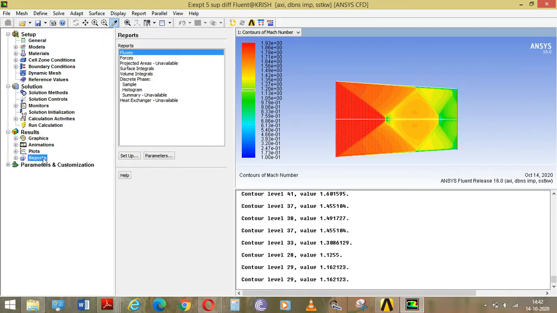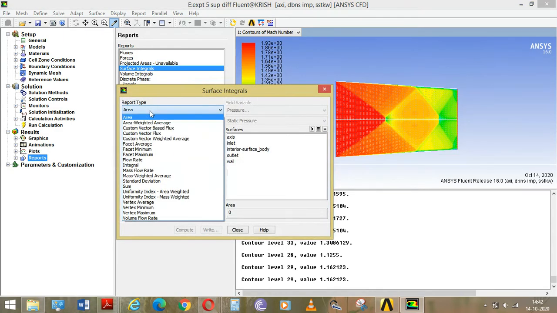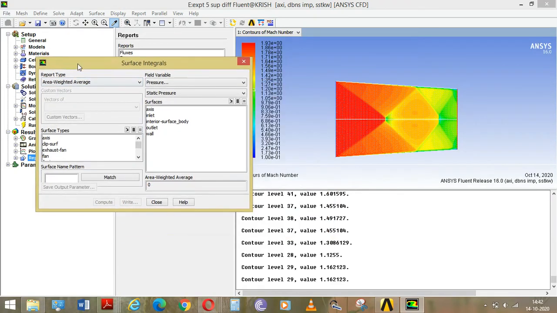Now you can go to reports. In reports, go to surface integrals, set up surface integrals, type area weighted. You're averaging on one particular plane cross section.